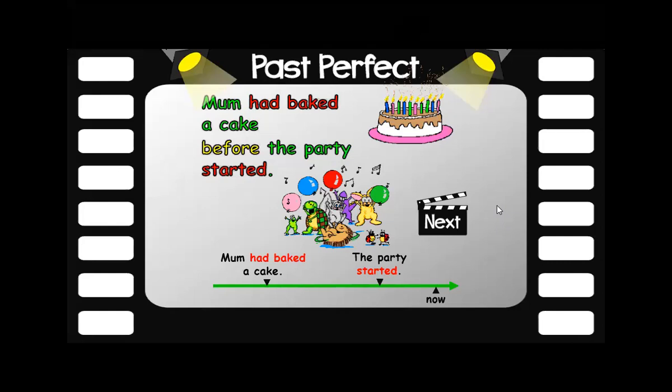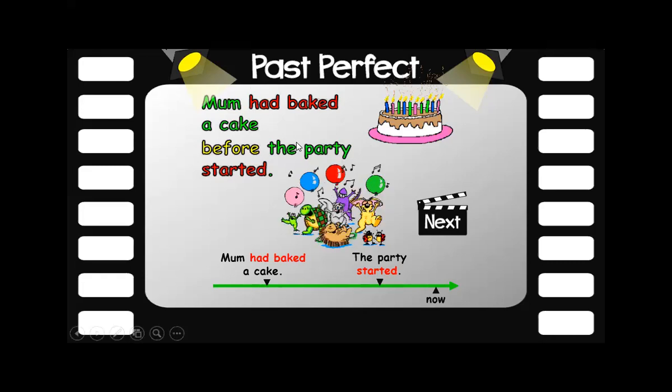Okay, so here we have two actions, and both actions happened in the past, but there was an action that happened before the other. The first action we use past perfect, had plus the past participle. The second action we use the past simple. Here in this timeline, mom had baked the cake first, then the party started.